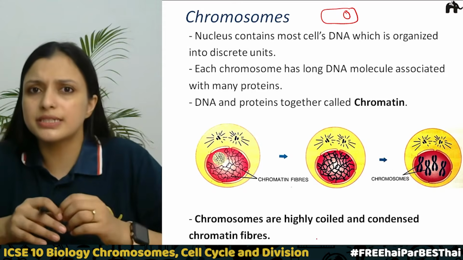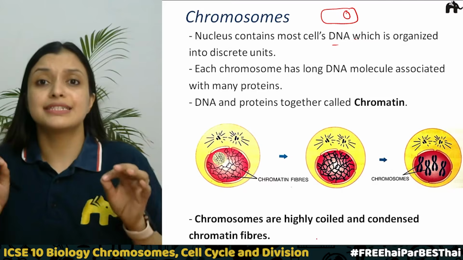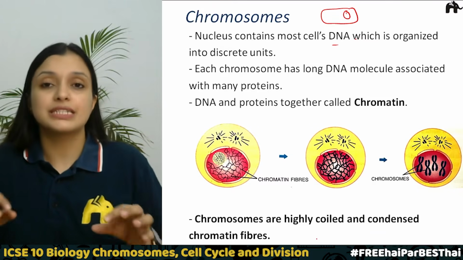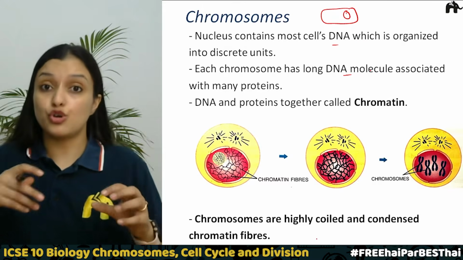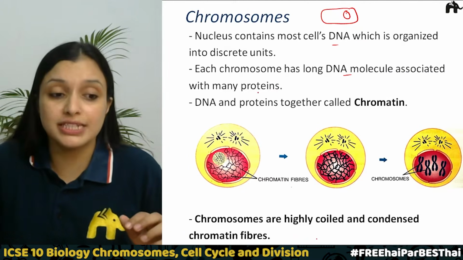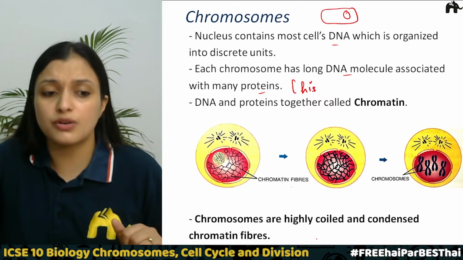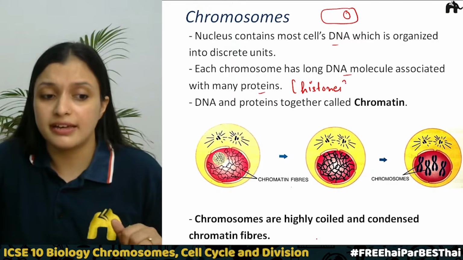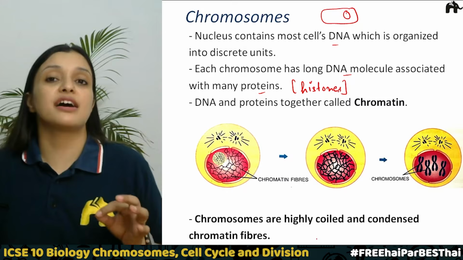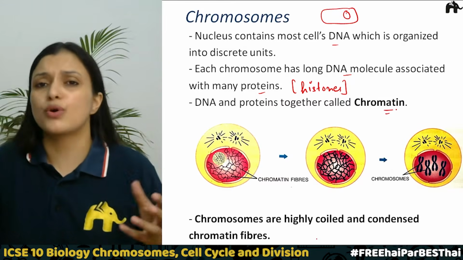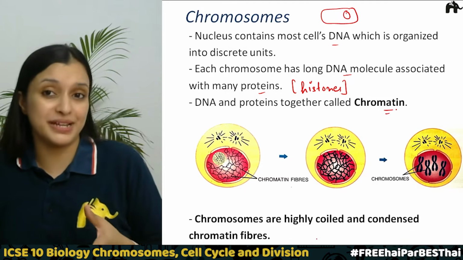So what does a nucleus contain? The nucleus contains most of the cell's DNA, and it is organized into discrete units. These chromosomes are long molecules which have associated proteins with them. And what are these proteins called? These proteins are called histones, right? And together this DNA and these proteins are called chromatin. So what is chromatin? DNA and proteins together are called chromatin.